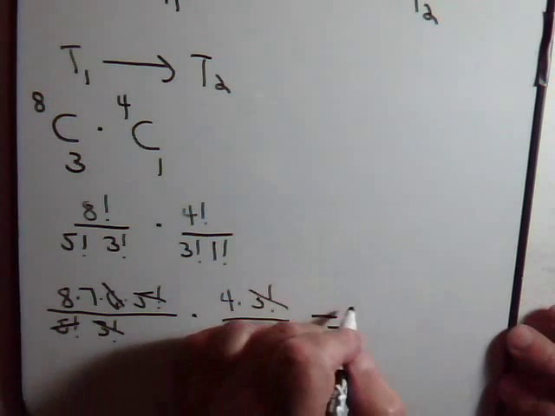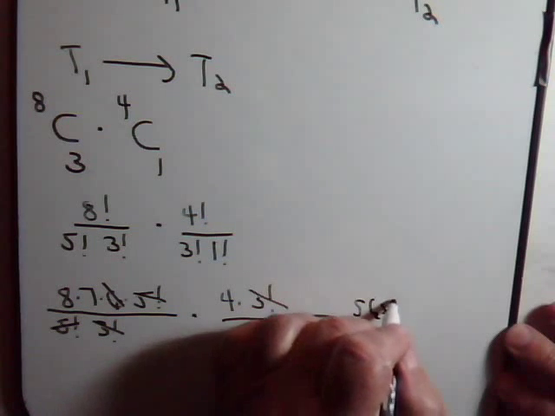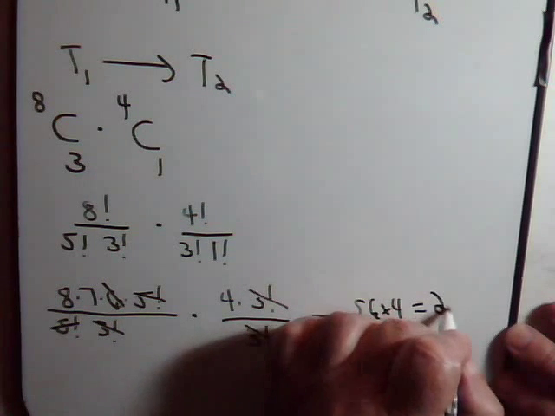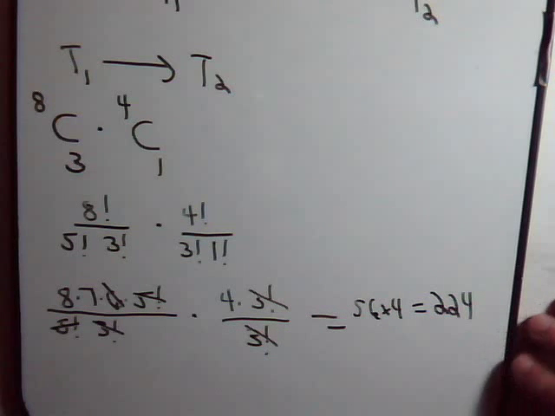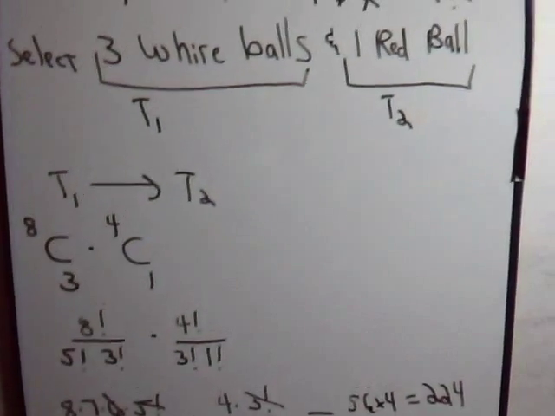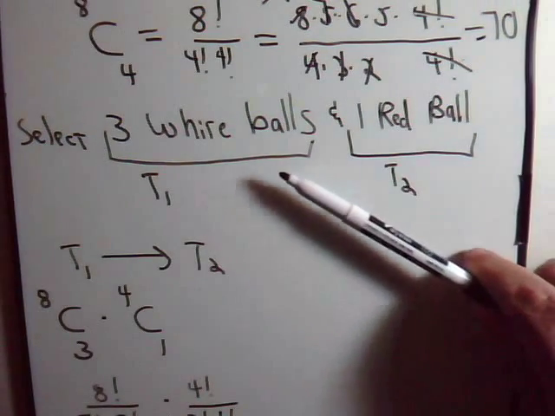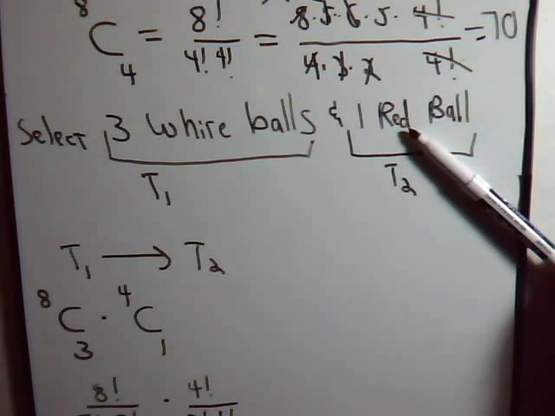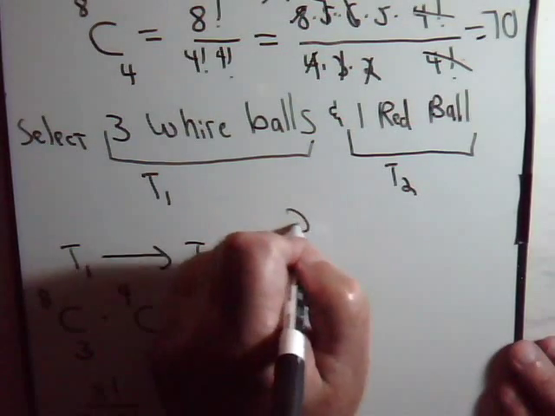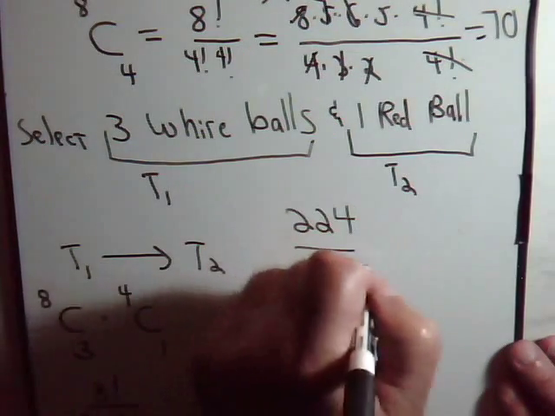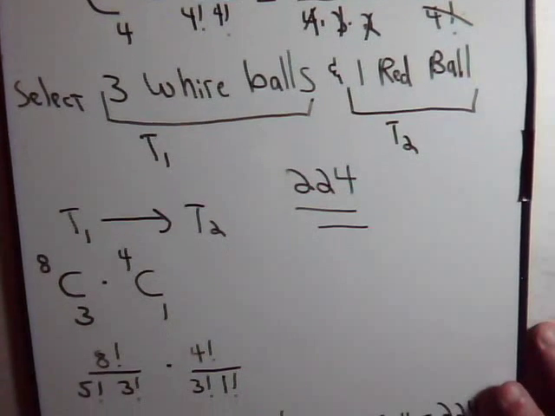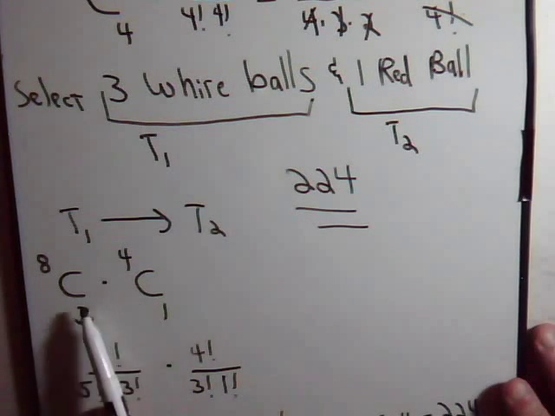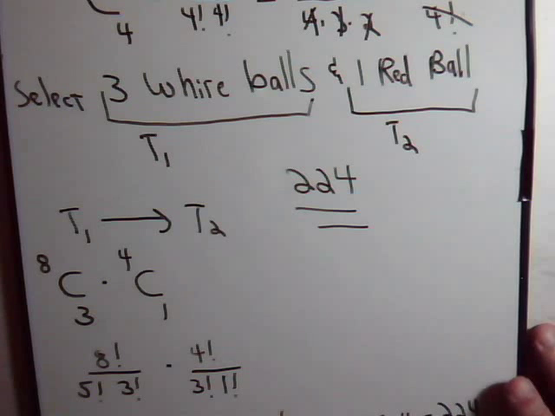So this is equal to 56 times 4 equals 224. So the total number of ways then to select 3 white balls and 1 red ball is 224. And again, that's using our combinations plus our counting principle together.